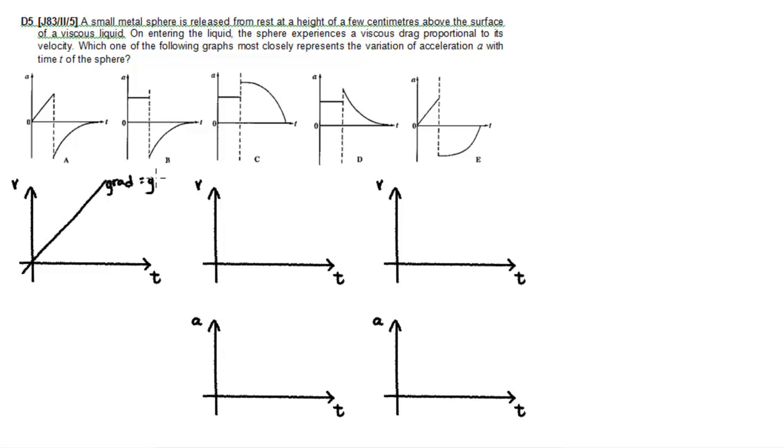If an object is falling through a viscous liquid, then its velocity will not be increasing at a constant rate forever. Instead, it will be increasing at a decreasing rate as it approaches the terminal velocity.